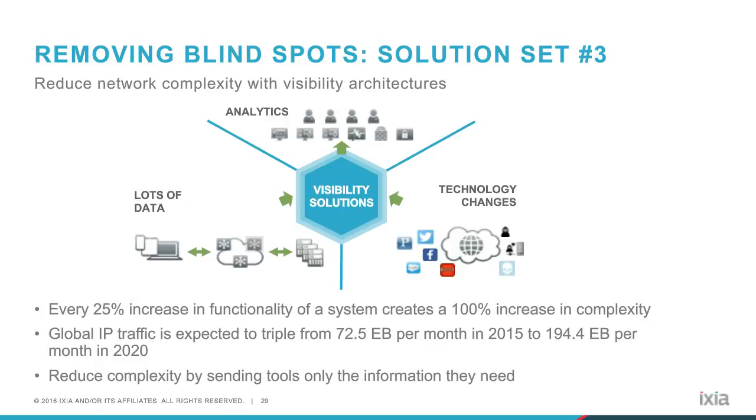Okay. As we deploy more and more technology to solve problems, complexity is going to become inevitable. The rate of increase of this complexity has been characterized by David Cappuccio, who stated at a Gartner symposium several years ago that for every 25% increase in functionality of a system, there is a 100% increase in complexity. And you can check out the blog that Eric Savitz wrote on Forbes detailing that Gartner symposium.